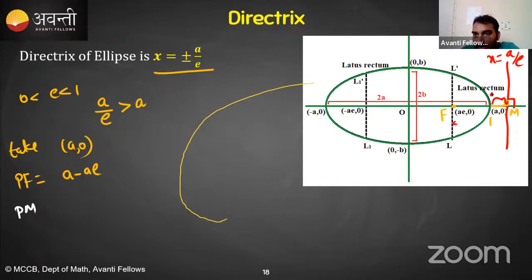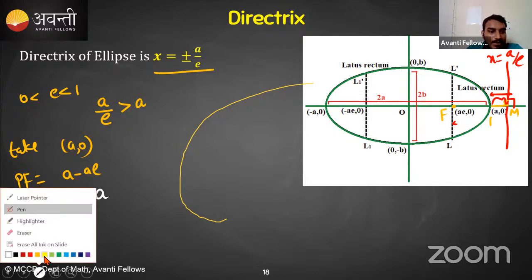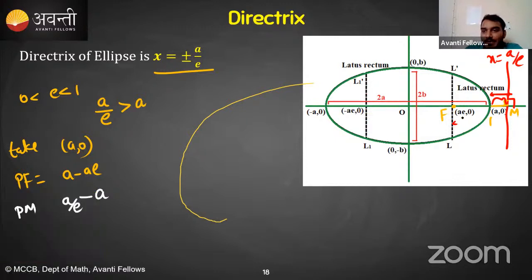This point. Okay. How much is this distance? Can anybody tell me in the chat box quickly? What is the distance between P and M? Yes, a by e minus a. Yes or no? a by e minus a. Clear, everyone? Now, in an ellipse, what is the definition of an ellipse from the conic section?